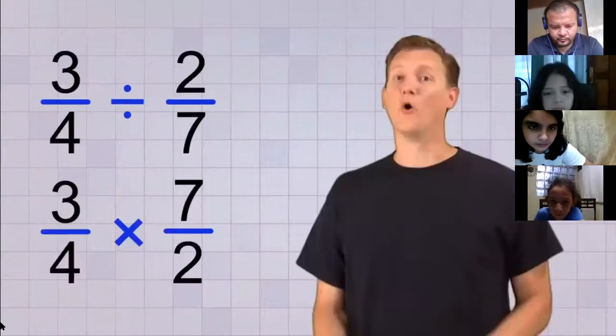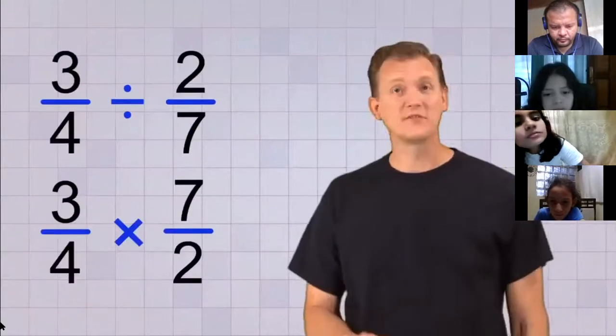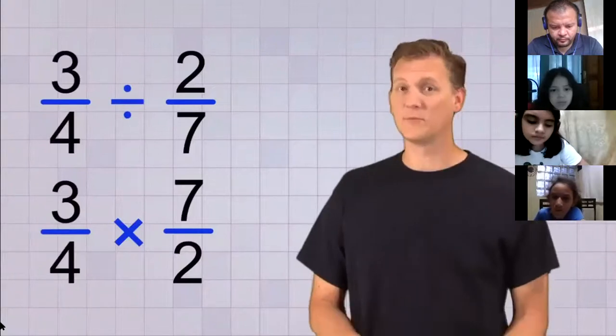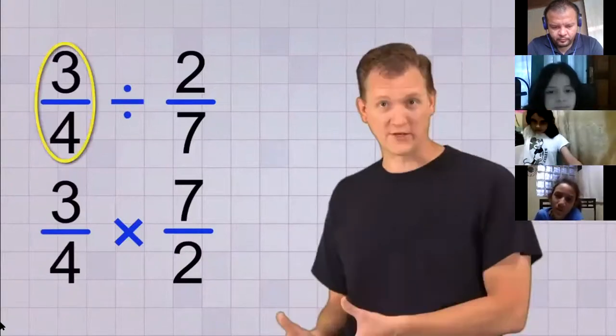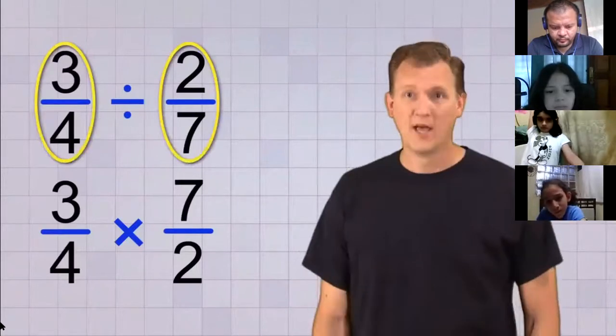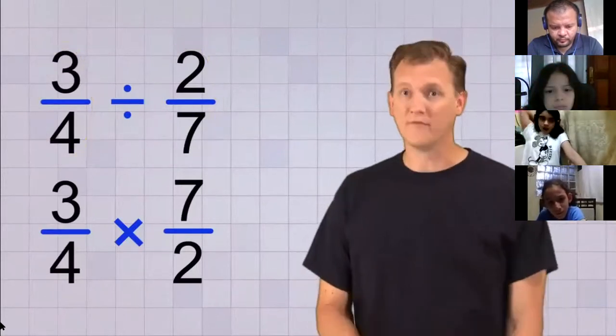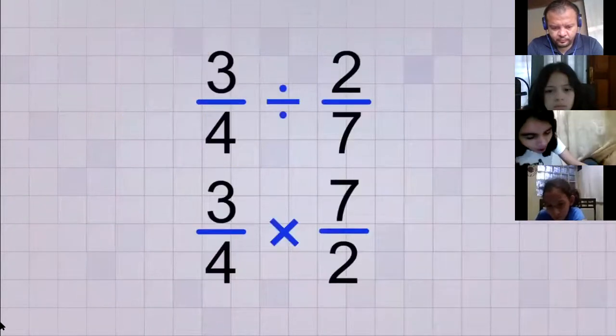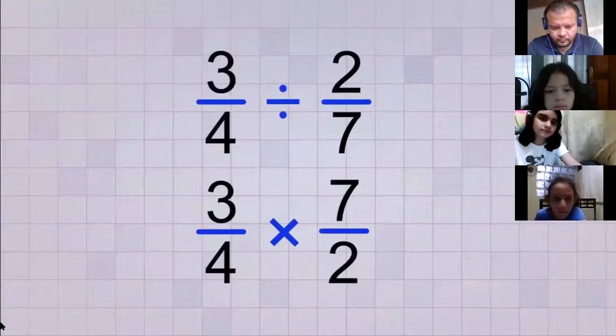Oh, I should mention a mistake that a lot of students make when they first learn to divide fractions. Sometimes students take the reciprocal of the first fraction, the one that's being divided, or even the reciprocal of both fractions. But you only want to take the reciprocal of the second fraction, the one you're dividing by. Okay, now that our problem has been changed to multiplication, it's easy.